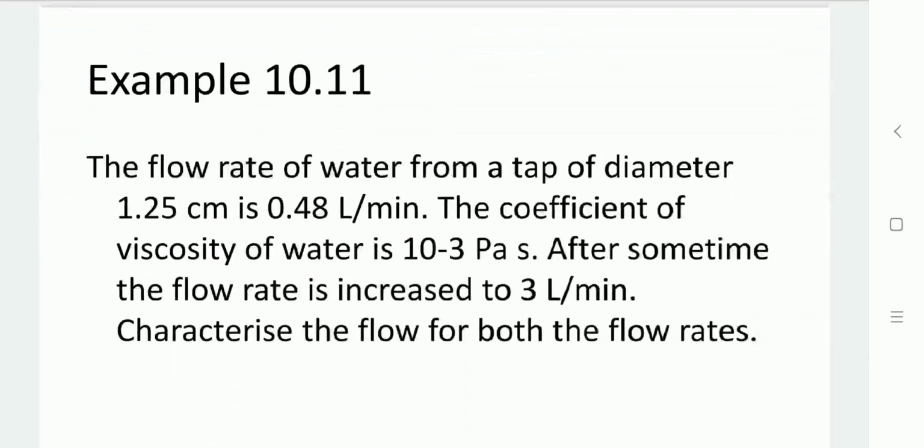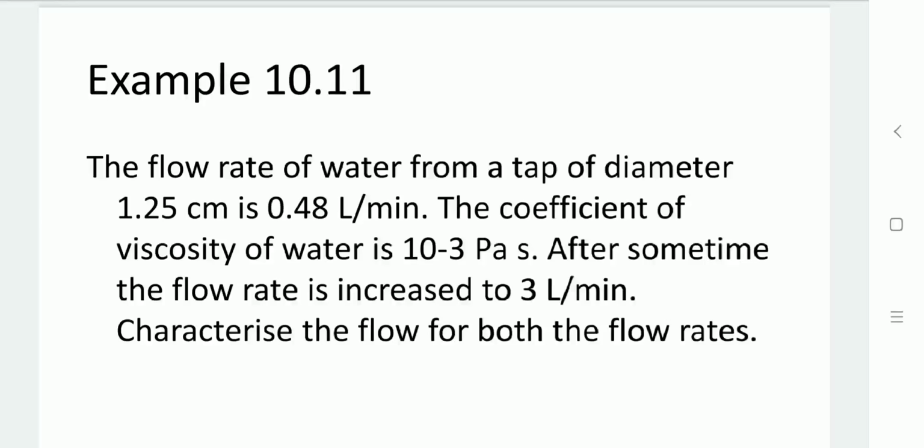Example: the flow rate of water from a tap of diameter 1.25 centimeter is 0.48 liter per minute. The coefficient of viscosity of water is 10 raised to minus 3 Pascal second. After some time, the flow rate is increased to 3 liter per minute. Characterize the flow for both the flow rates.